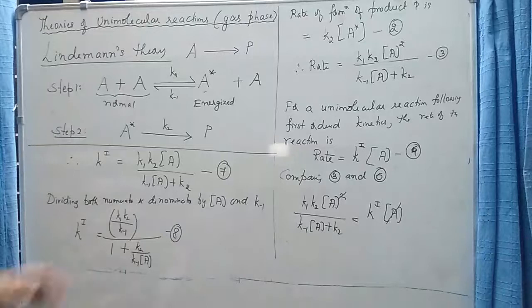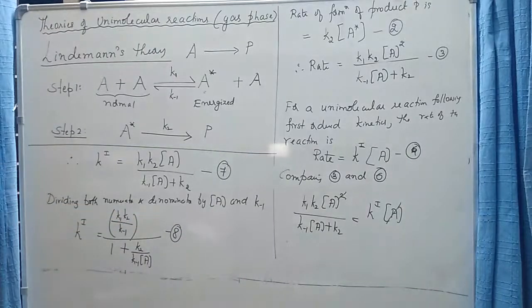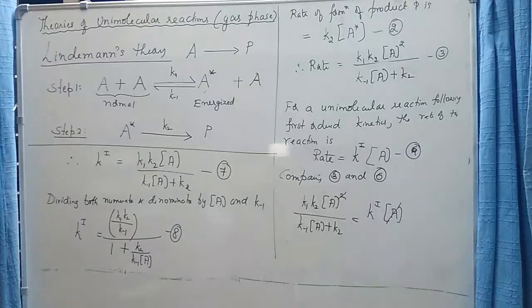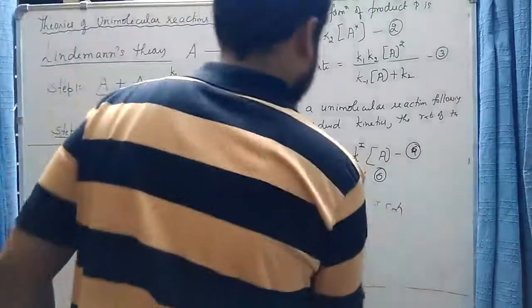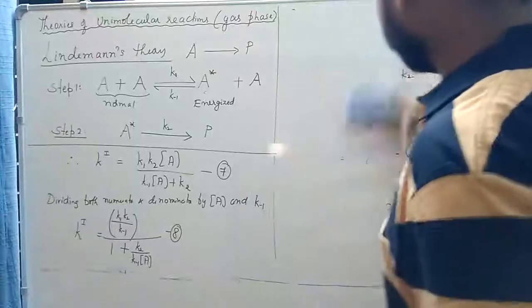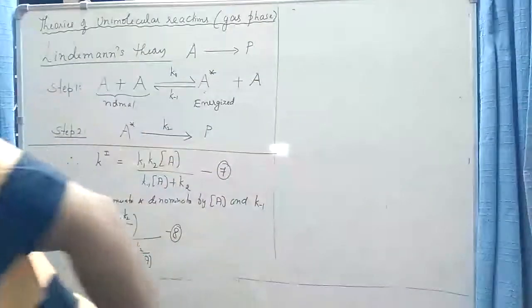So what I have done is I have divided both numerator and denominator of equation 7 by the terms concentration of A and K minus 1. Actually, this equation represents a hyperbola. Therefore, if I plot K1 versus concentration of A, it should be a hyperbola, and it is indeed a hyperbola. So what does it indicate? The argument made by Lindemann is correct.